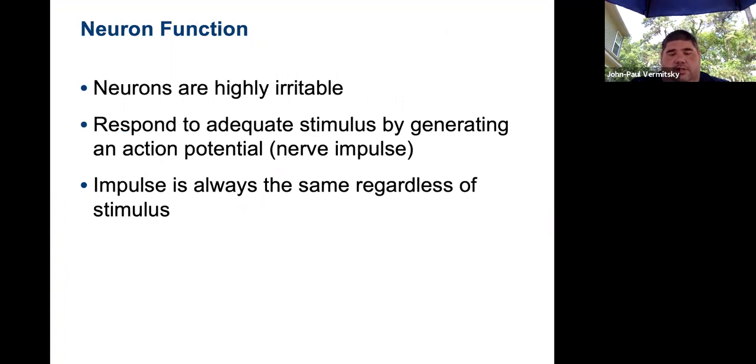The function of neurons is that neurons are very excitable or irritable. They respond to adequate stimulus by generating an action potential or nerve impulses. And the impulse is always the same regardless of the stimulus. With action potentials, there is no strong or weak action potential. There is just a single action potential.